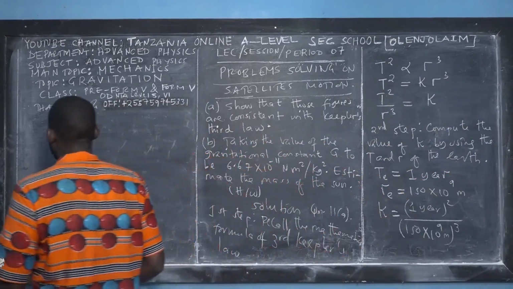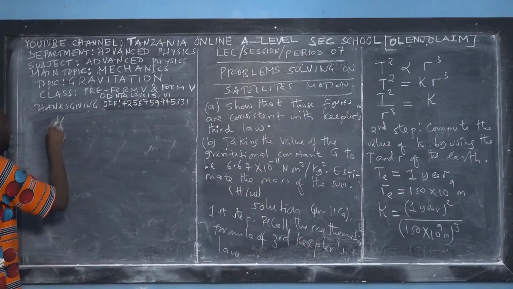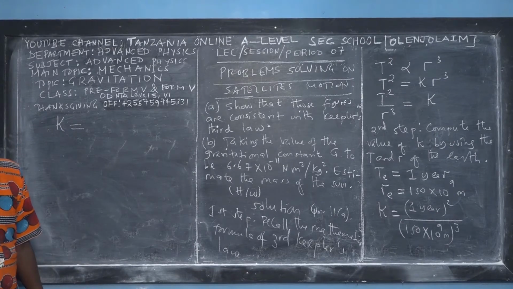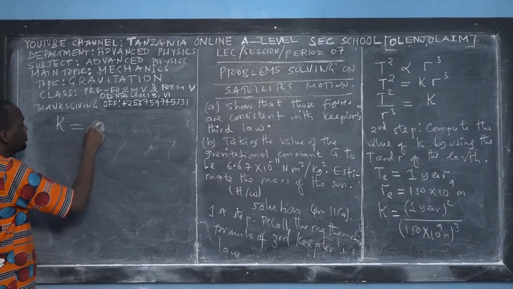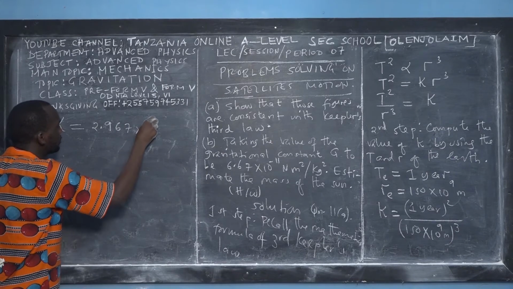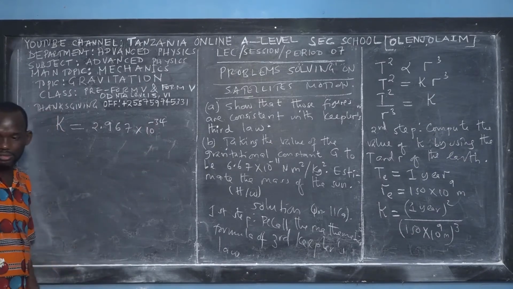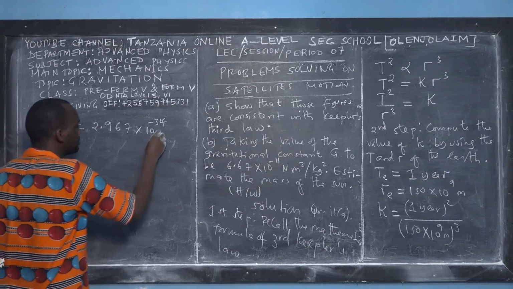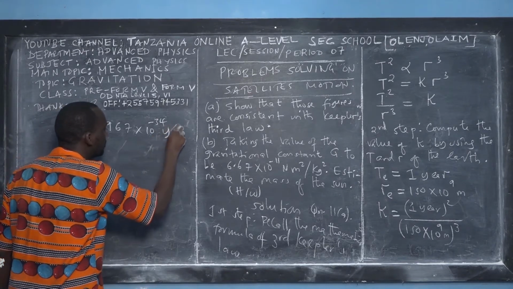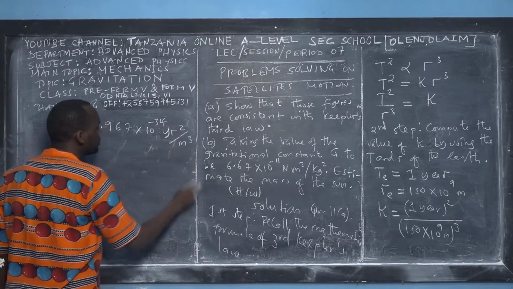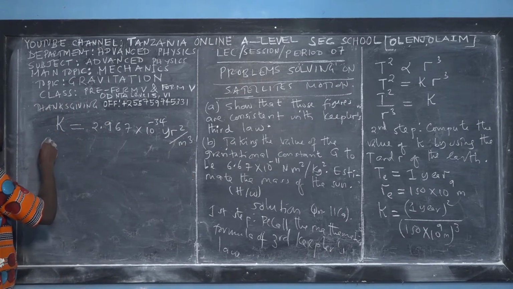So by using your scientific calculator, the value of the proportionality constant for the case of the Earth will be 2.967 times 10 to the negative 34 years squared per meter cubed.